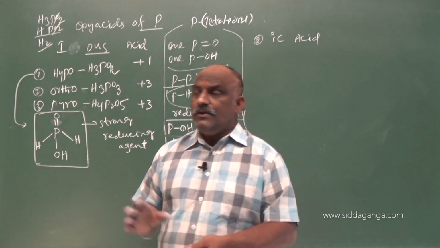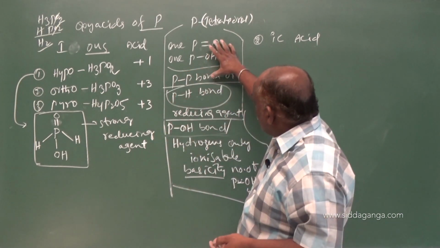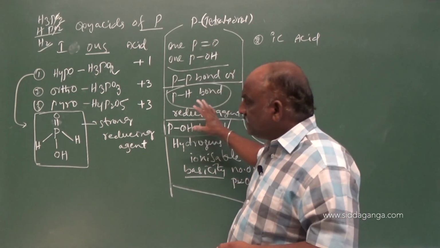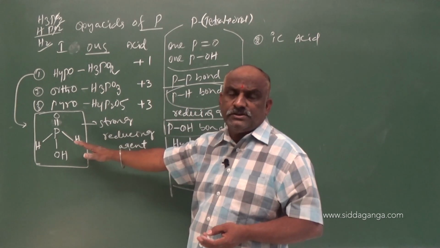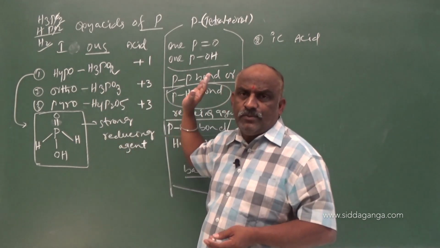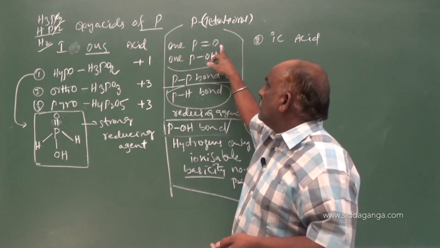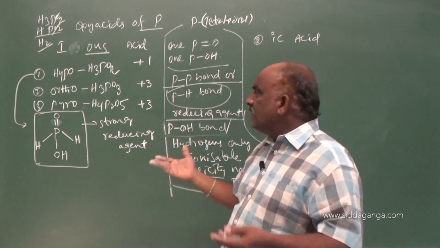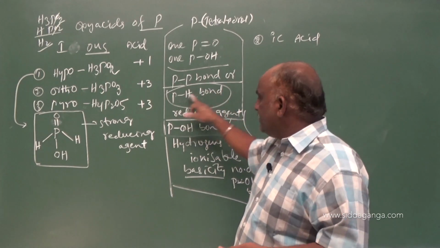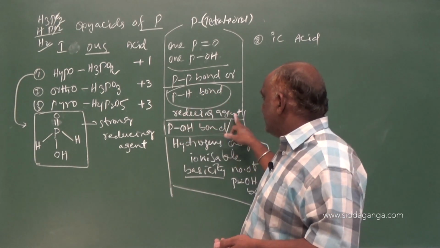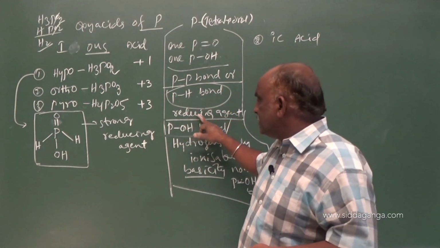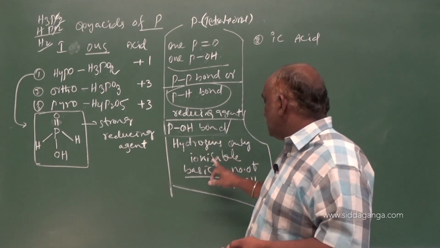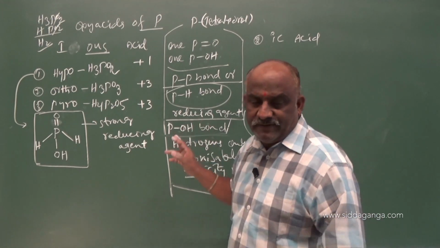Clear it is. So here, my dear students, once you make a note regarding these points, we can easily draw the structures of different types of compounds. One P=O bond compulsory, one P-OH bond compulsory. According to the availability, you can substitute a P-P bond or P-H bond. The P-H bond is called the reducing agent. The P-OH bond is ionizable, hydrogen is ionizable from the P-OH bond. This is the only deciding factor for basicity.